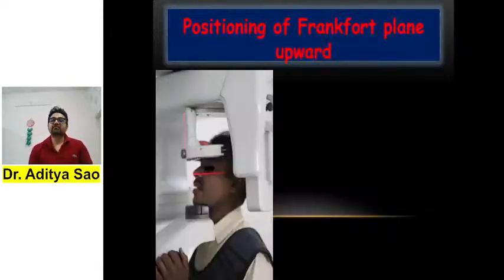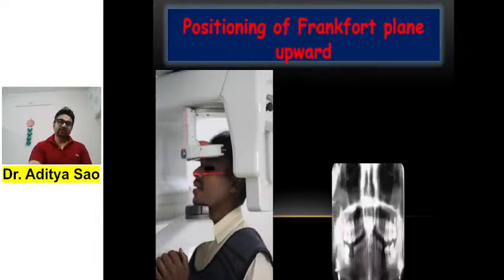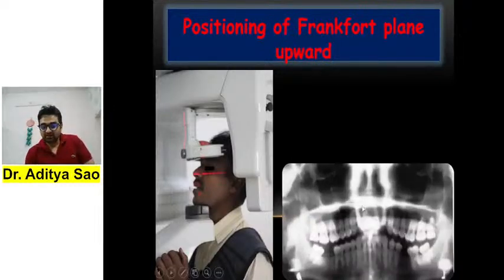What will happen when the Frankfurt plane is not straight or parallel to the floor and it is going upward? First of all, what is the Frankfurt plane? From porion to orbitale, we draw a line. This should be parallel to the floor. If it is going upward, this is the visual. The posterior border of the ramus and the chin area are cut. Okay, that is when the Frankfurt plane is positioned upward.